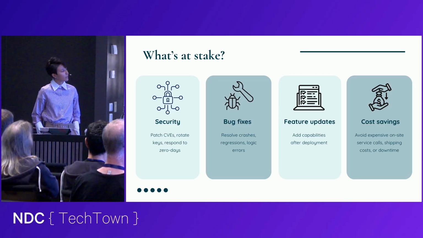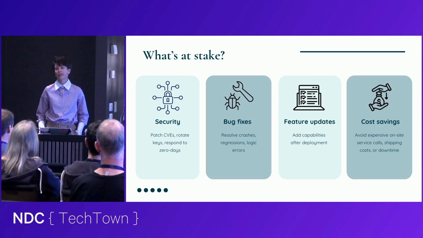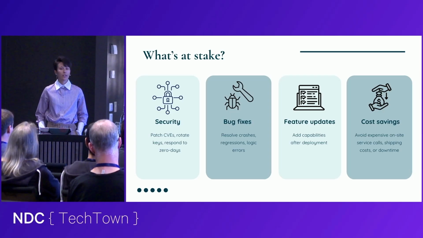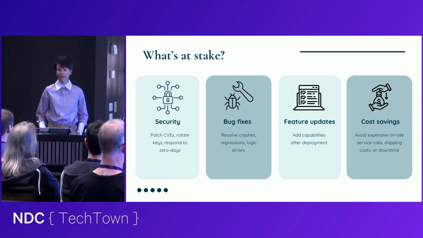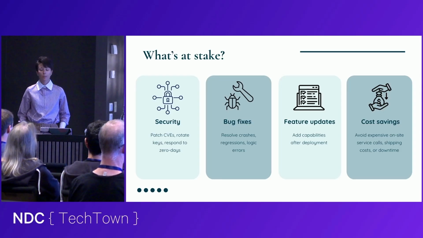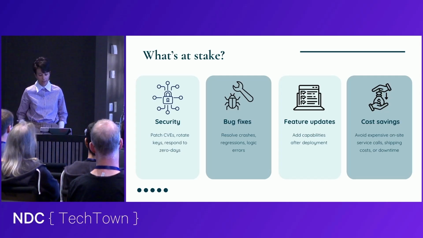And lastly, but probably the most important, is cost savings. When you have OTA implemented, you can avoid expensive on-site service calls, meaning you do not have to send a technician for every issue that appears. Additionally, shipping costs will be lower and downtime will be minimal. It's very expensive to update thousands of devices manually, but if you have OTA implemented, it should be as simple as a single button click.